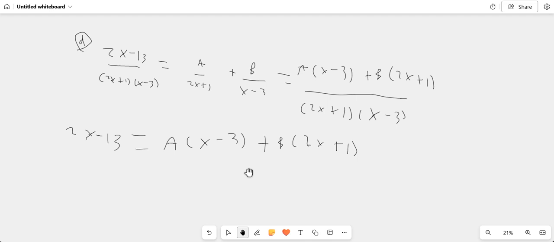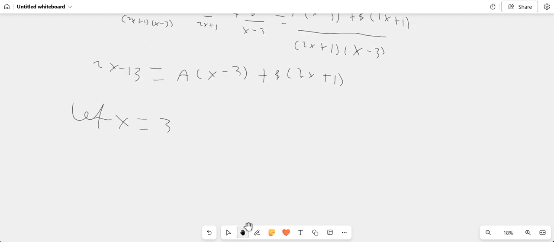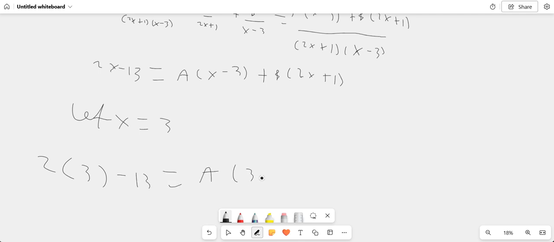So now what do we do? Again, let x equal what's in the bracket but opposite here. So let x equal 3 first here. So that's 3 into the left hand side. So that's 2 open bracket 3 minus 13 is equal to a open bracket 3 minus 3, which is 0, plus b open bracket 2 open bracket 3 close bracket plus 1 close bracket.